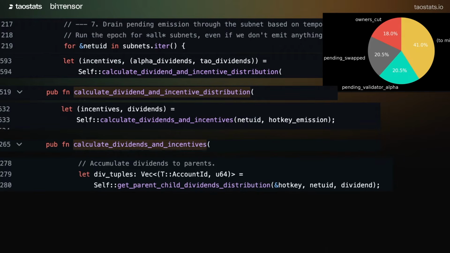Distributing the alpha to the miners is simple, but distributing it to the validators is a little bit more complicated, because if you recall, when we're dealing with validators, we're dealing with child validators and then parent hotkeys that stake their tau to the child hotkeys. And so what we need to do is get the dividend distribution for all the parents and all the children. So it's a little bit more complicated. We've got a lot of math to go through here.